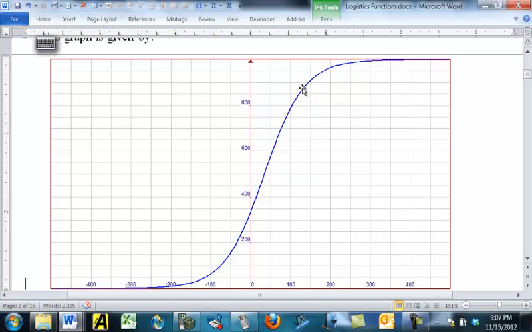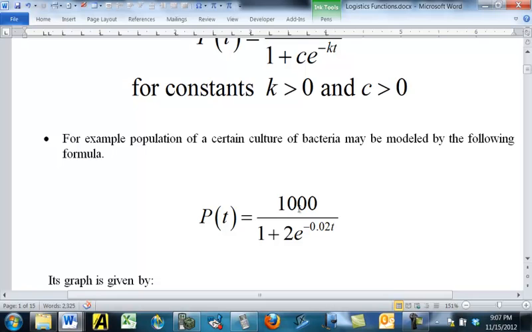Now it's still growing, and it's actually pretty fast still for a while. But then it starts to slow down, and look what's happening. It levels off and finally approaches a horizontal asymptote. That asymptote, if you look, is at 1,000, and that happens to be the same as this up here.